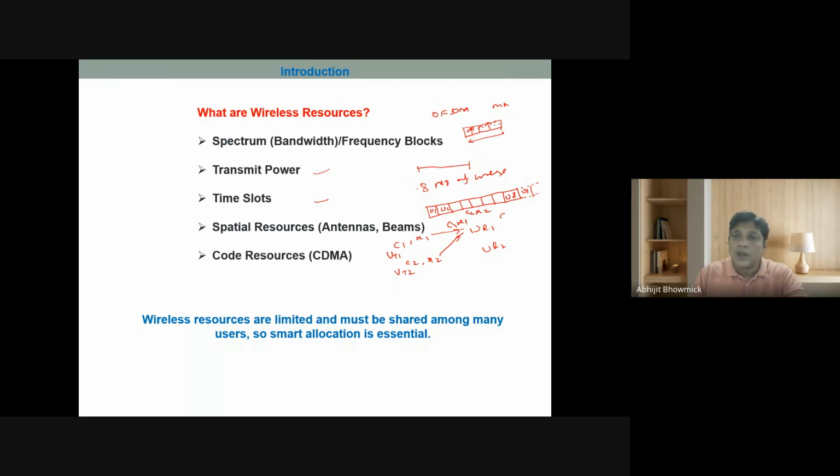So what will UR1 do? It will multiply C1 X1 with C1, so it becomes X1 C1 squared. So it is X1, because C1 squared is 1. If it is C1 into C2, it becomes 0. What about the other signal? For the other signal at UR1, C2 X2 into C1 gives X2 into 0, so it becomes 0. This is how it is decoded at the receiver. So code can be used.